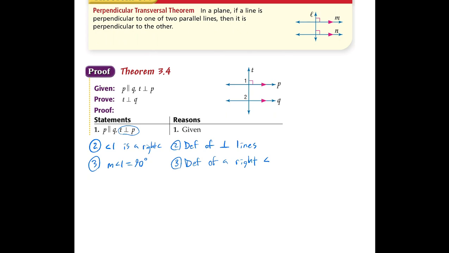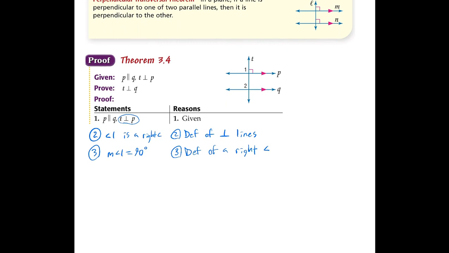Okay, let's go to 4 here. Well, what else do we know? Okay, we know the lines are parallel. So what does that mean about angle 1? Well, it must be the same as angle 2. So let's state that. Now this is why I don't like that they threw the given in, because now I'm not using it till step 4. But P is parallel to Q means angle 1 is congruent to angle 2. What tells us that? That's our corresponding angle assumption we made. So that's our corresponding angle postulate.